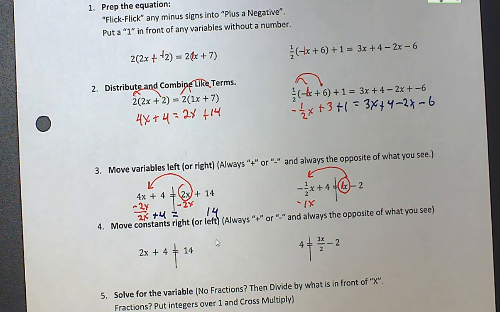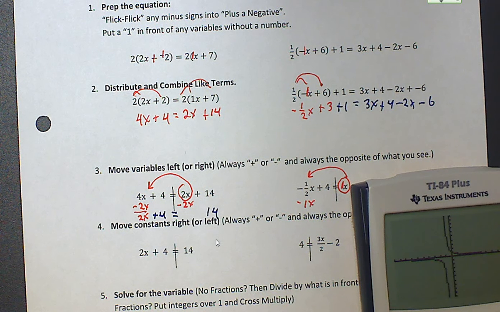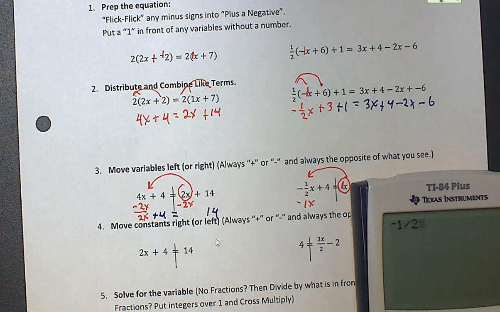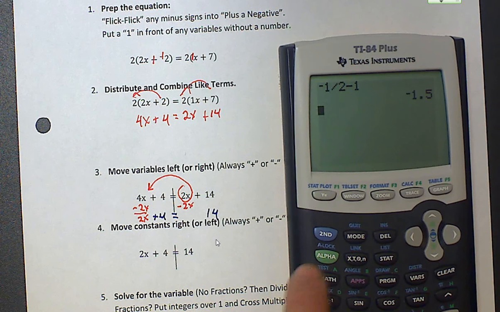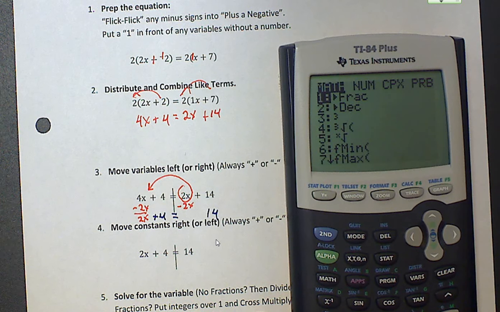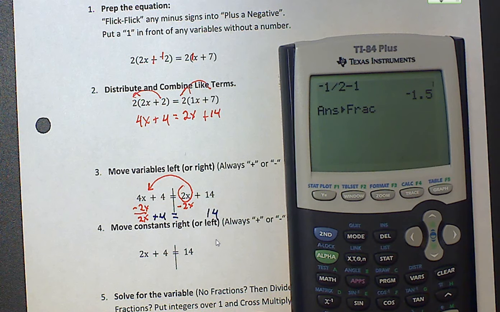I want to do negative 1/2 x minus 1x. Type in your calculator. What's a negative half minus 1? Negative 1/2 minus 1. Negative 1.5, right? Math fraction. Learn this keystroke right now. The math button is right here, left side, right with the green button, math fraction. Type it in. You have to enter twice, and it turns into a fraction for you.